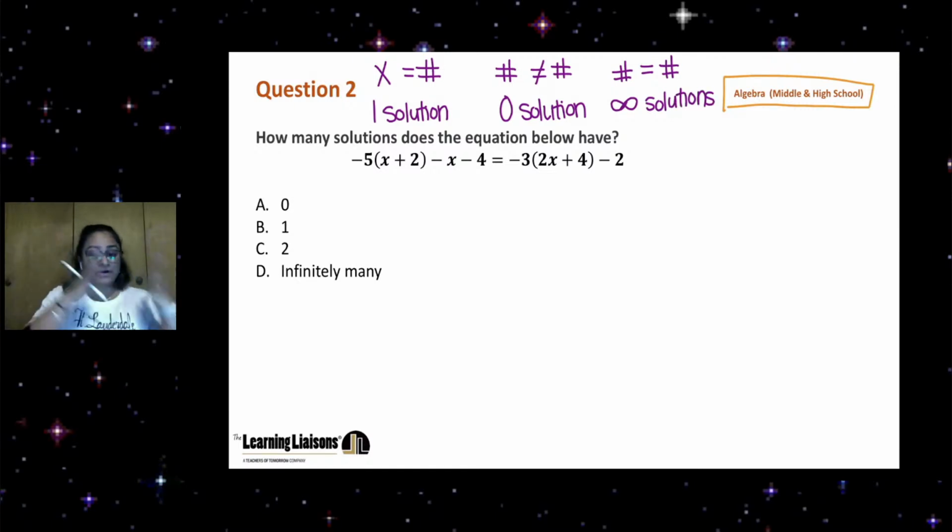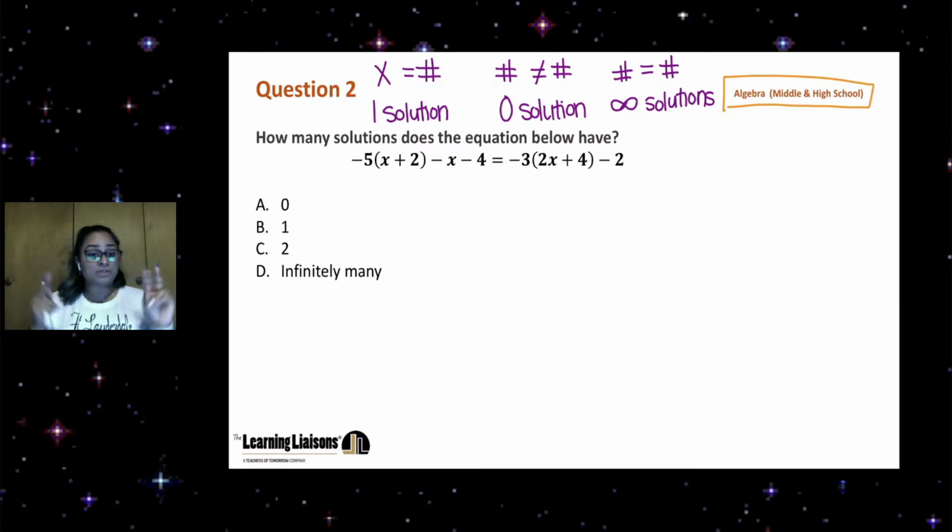So if a letter equals a number, if one letter equals one number, you have one solution. So it says that X or A or B or whatever the letter is, or pi or alpha or omega, whatever, is equal to 7. Then you have one solution.